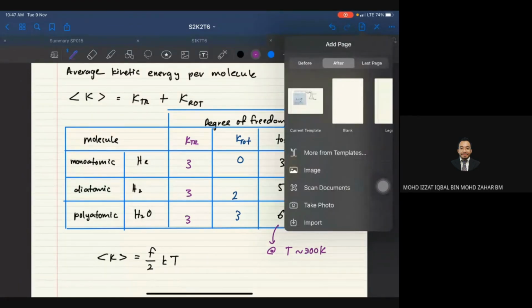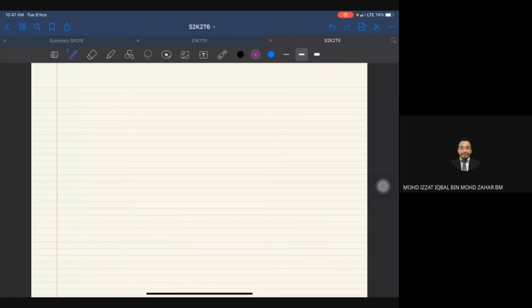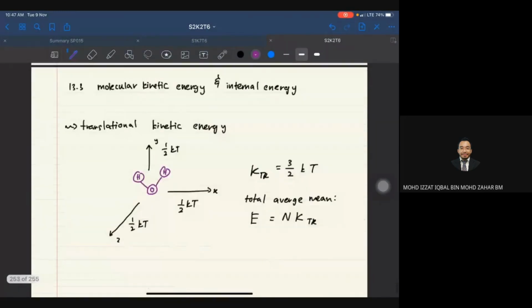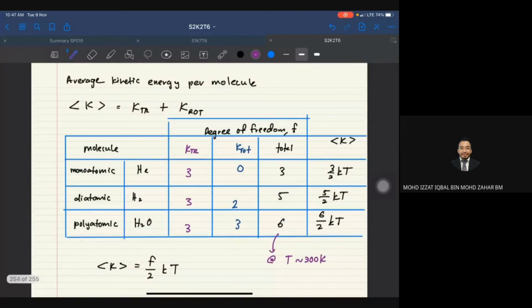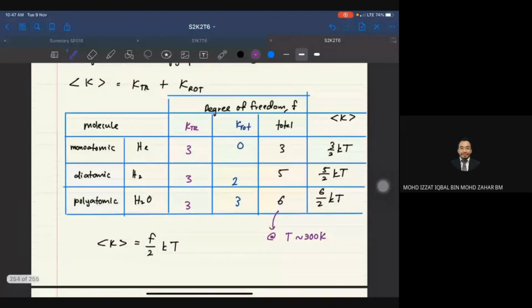Okay, so that one is for translational kinetic energy, and then rotational kinetic energy, and then we calculate the average kinetic energy per molecule. The next part is that you want to calculate the internal energy. Okay. Before that, maybe I have to introduce you guys about the principle of equipartition. Sikit je, tak ada apa pun.